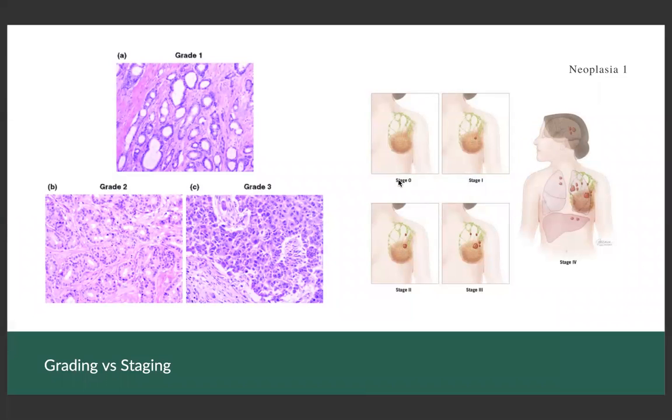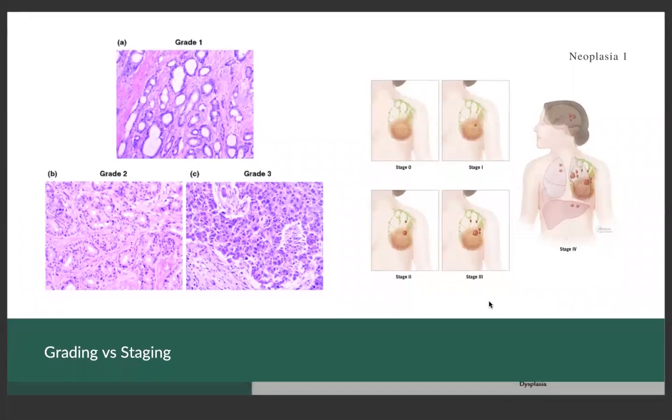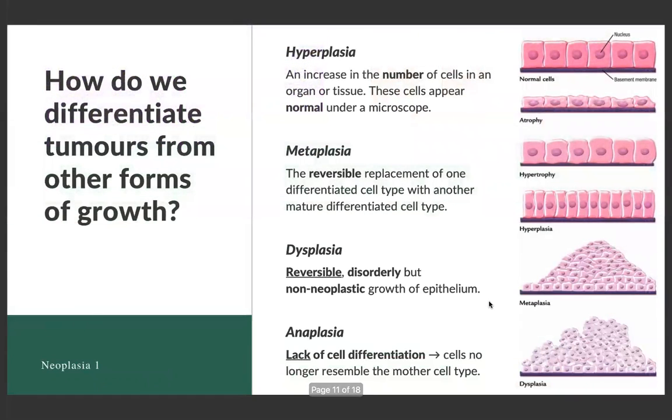And staging, again, is how far the cancer has spread. So stage 0 is no spread. Then you get the gist. Stage 1 is 1, 2 is 2. And again, there's more specific ways to elaborate upon this, but it's not the topic of today.